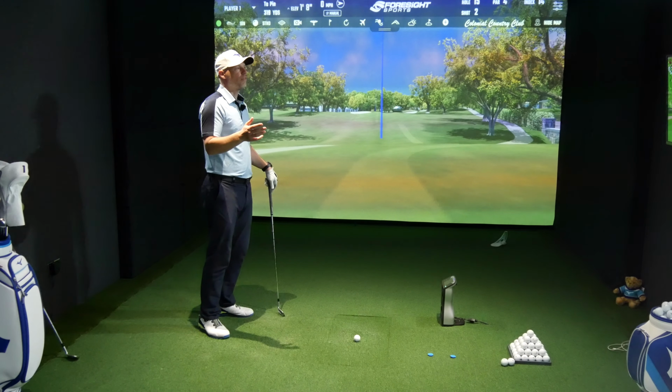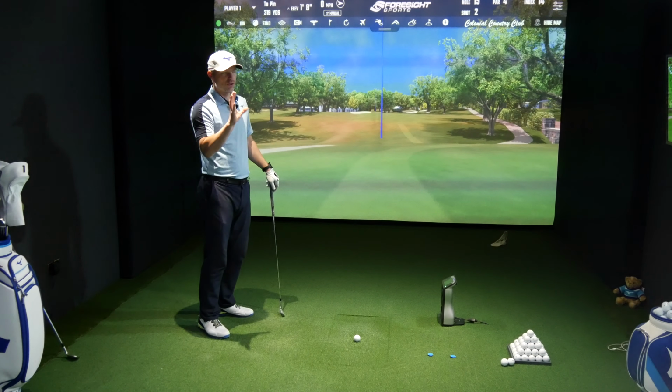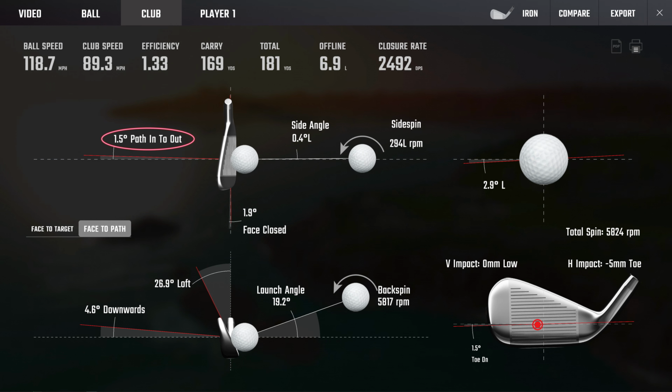If you want to know what that measurement is there, you can see this is nice and easy. As a general rule, if you get your club path 1.5 from the inside, you then take off your face to path 1.9, that would give you minus 0.4. That ball started off, just so happens, 0.4 left of target, so within reason, perfect.